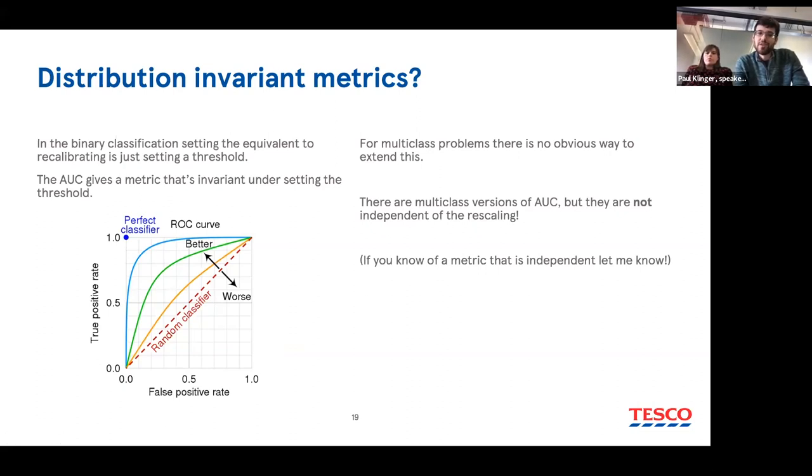So from what I know, there isn't really any standard metric that you can use that's independent of this kind of complete recalibration of the distribution. That's a bit unfortunate, but it means you have to be quite careful when evaluating different models. And when you have two models and one of them looks better than the other, you have to check that this is actually still true after you calibrate the models to make them perform better on your test distribution.